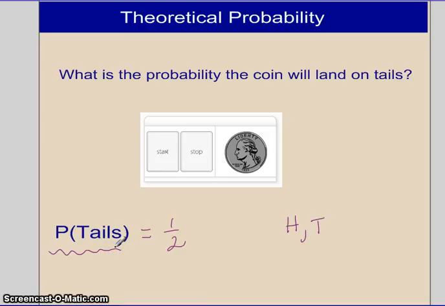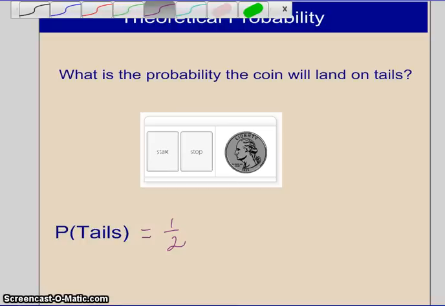Now let's talk about experimental probability. Experimental probability is what actually happens. So here we're thinking what should happen by saying 1/2, but experimental probability would show us what actually happens. So I'm going to flip this coin 6 times and see all of our outcomes and see if we actually end up with tails half the time.